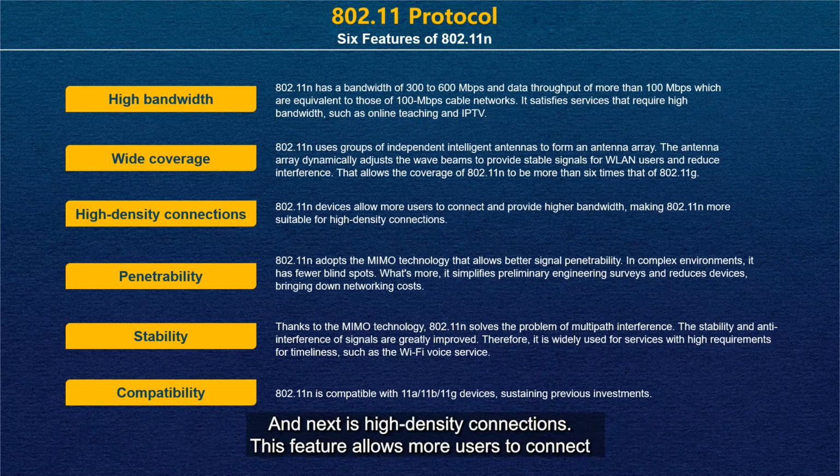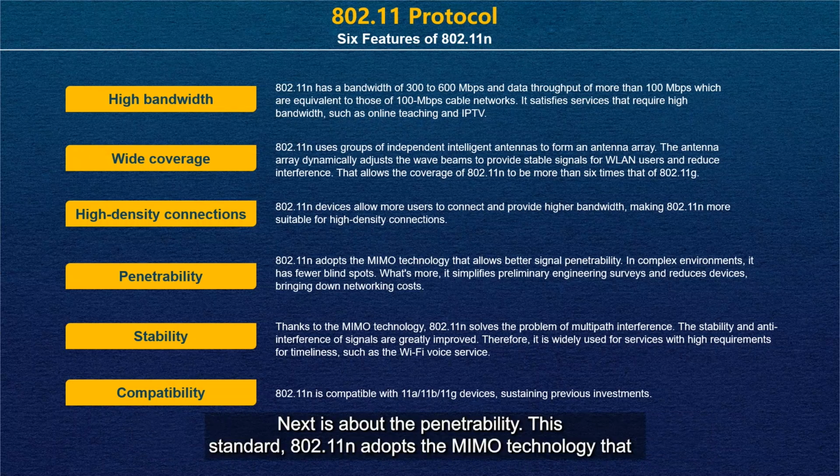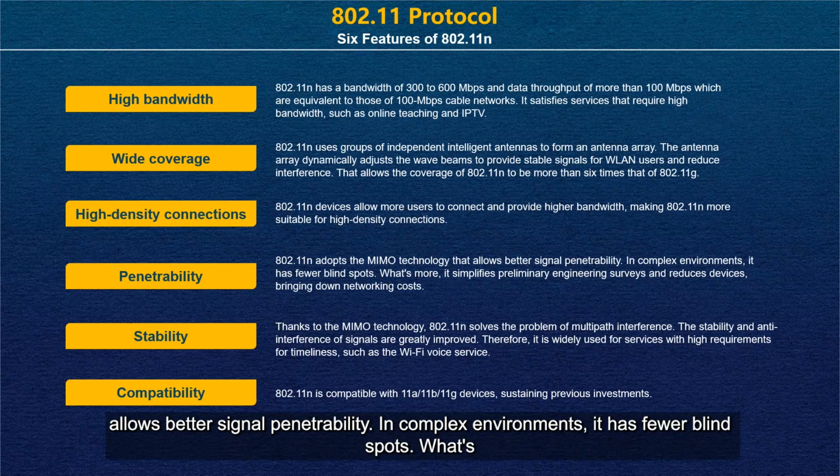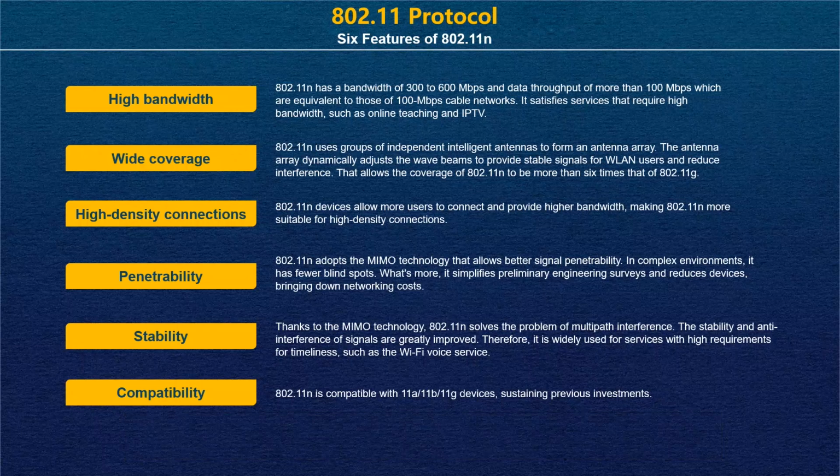Okay, and next is high-density connections. This standard allows more users to connect and provides higher bandwidth, making it more suitable for high-density connections. Okay, next is penetrability. The .11n standard adopts MIMO technology that allows better signal penetrability. In complex environments, it has fewer blind spots. What's more, it simplifies preliminary engineering service and reduces devices, bringing down networking cost.